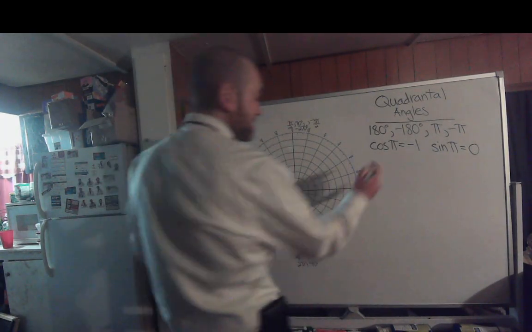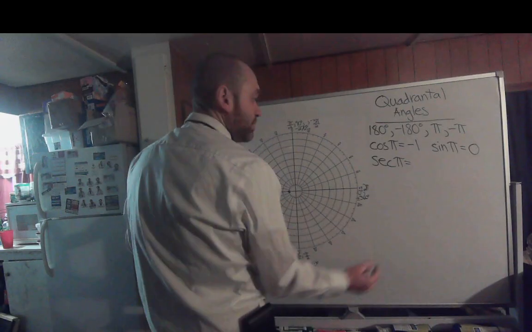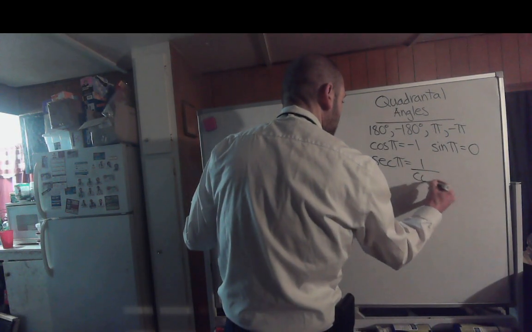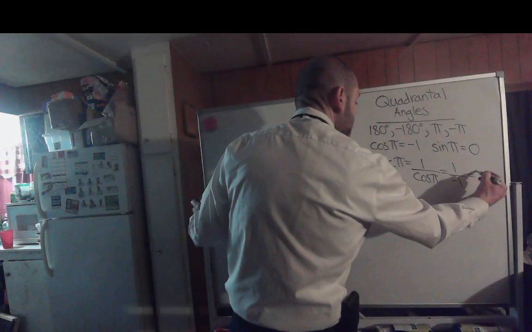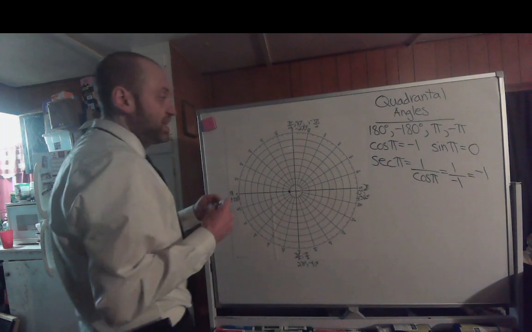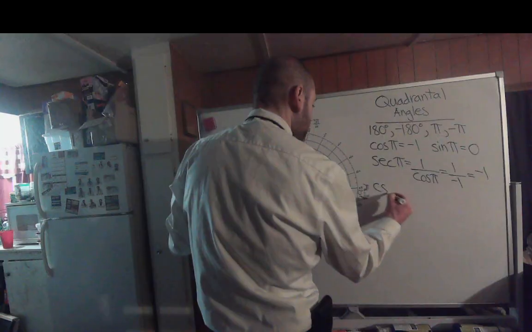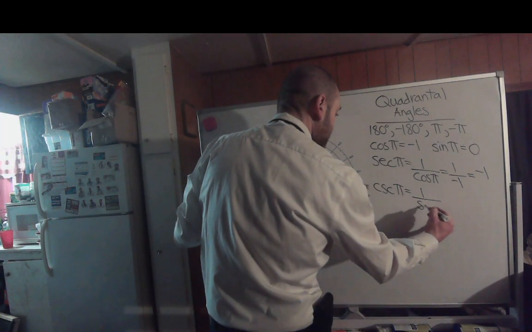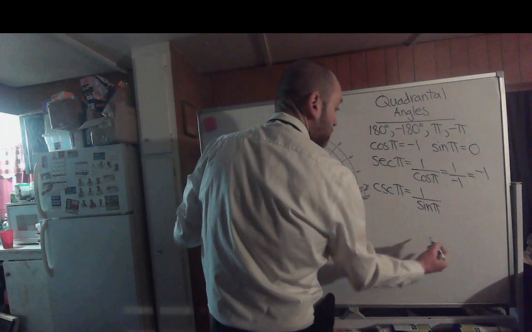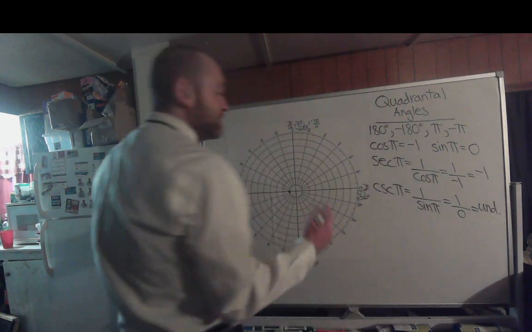Now let's find the secant of pi. The secant of pi, of course, would equal 1 divided by the cosine of pi, which would be 1 divided by negative 1, which would just give you negative 1. So the secant of pi is negative 1. Now, what about the cosecant of pi? Well, that's the same as 1 divided by the sine of pi, which would be 1 divided by 0, which would make the cosecant at pi undefined. So the cosecant at pi is undefined.